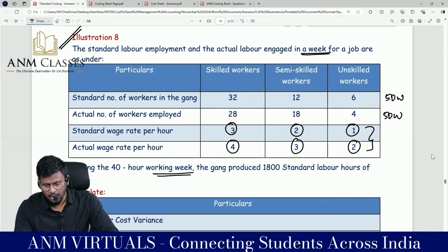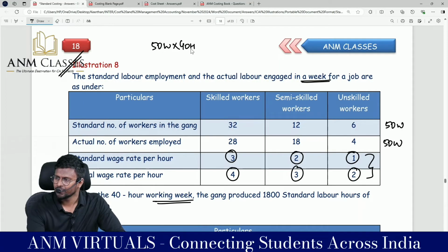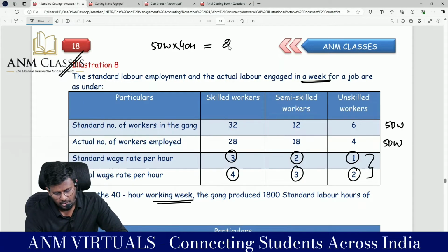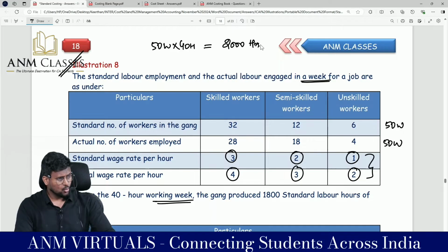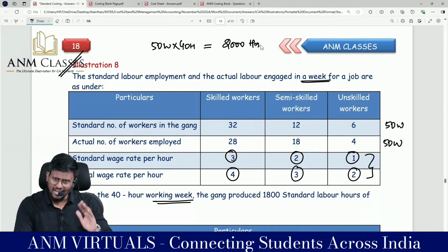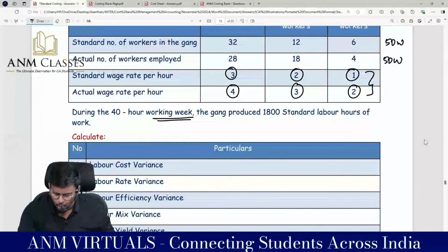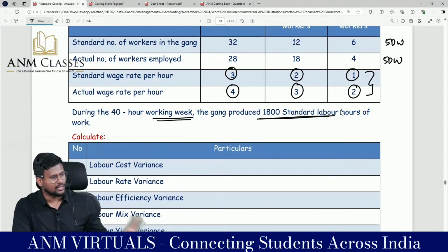How many people? 50 workers. So each worker will work 40 hours. So 50 into 40 is 2000 hours, which is the budgeted hours. We thought that the factory will work for 2000 hours. Generally you cannot work more than that. What can you do less than that? You can work less. The gang produced 1800 standard labor hours of the work.